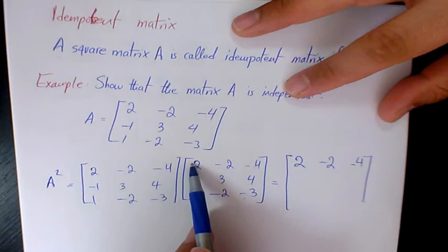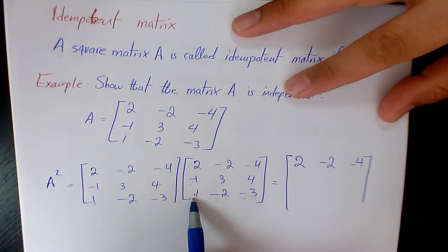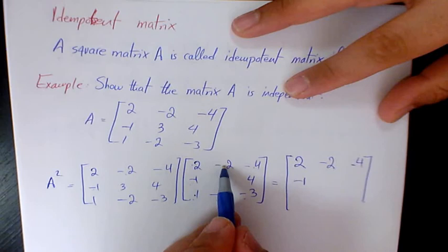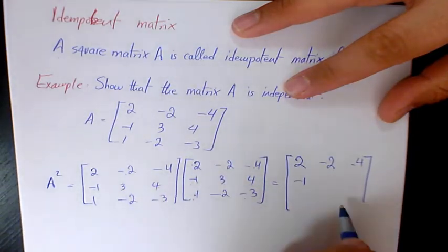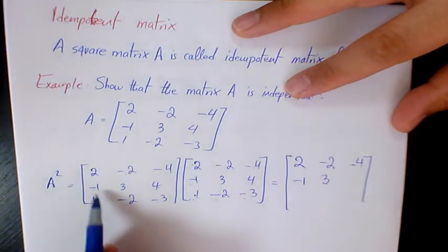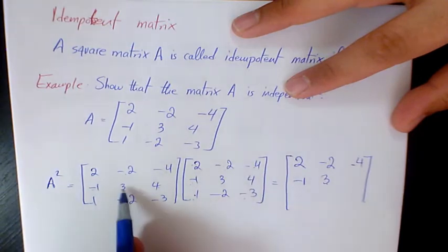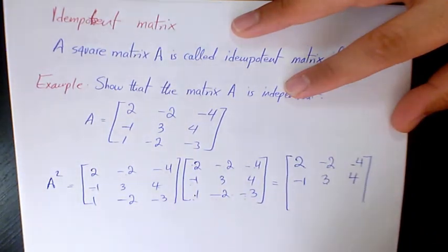Negative 1 times 2, 3 times negative 1, 4 times 1. It's going to be negative 2, negative 3, and positive 4, which will be negative 1. Negative 1 times negative 2 plus 3 times 3 plus 4 times negative 2. It's going to be 2 plus 9 minus 8. That will be 3. Then you have negative 1 times negative 4. That's 4. 3 times 4, 12. 4 times negative 3 is going to be negative 12. So it's going to be 4.